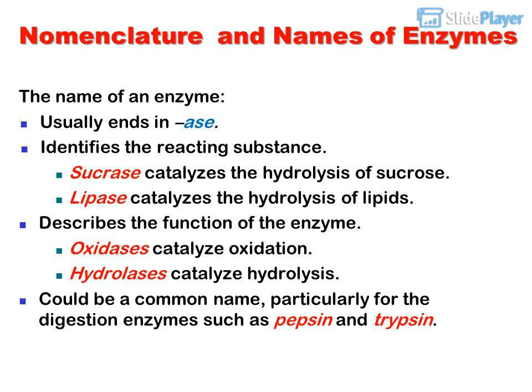Nomenclature and names of enzymes. The name of an enzyme, usually ending in -ase, identifies the reacting substance. Sucrase catalyzes the hydrolysis of sucrose. Lipase catalyzes the hydrolysis of lipids. The name also describes the function of the enzyme. Oxidases catalyze oxidation. Hydrolases catalyze hydrolysis. It could be a common name, particularly for the digestion enzymes such as pepsin and trypsin.